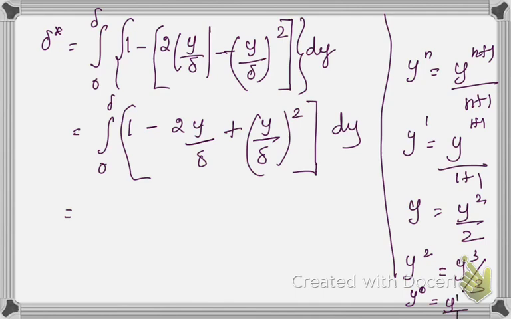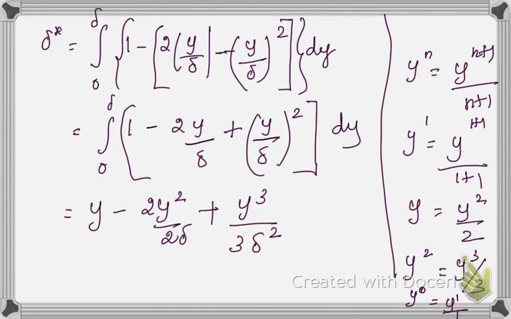So after integrating, this becomes y minus 2 into y squared by 2. Sorry, here one del is there, I have to write that also, plus y cube by 3 into del square, and I have to apply the limit 0 to del. If I apply 0, everything will go as 0. In place of y, I have to substitute the value of del.